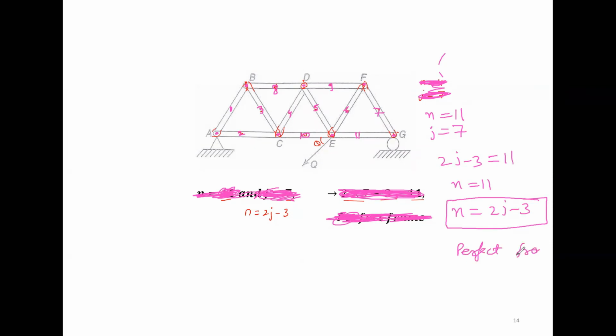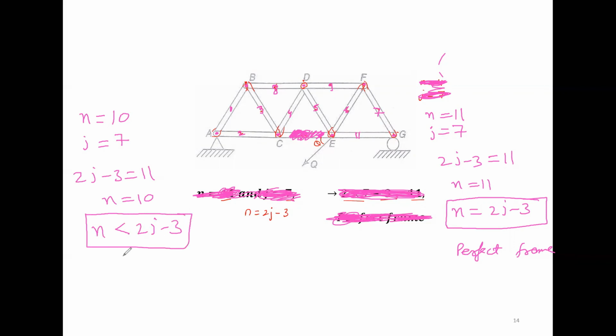Perfect frame. But suppose you have removed one member. Suppose you are removing this member CE. Now what will happen? Will this frame become redundant or deficient? Let's find out. Now n will be equal to 10 and j will be equal to how much? Again 7, right? So in this case 2j minus 3 is 11 and n is equal to 10. That means n is less than 2j minus 3. And in the previous slide we saw that this condition represents a deficient frame.